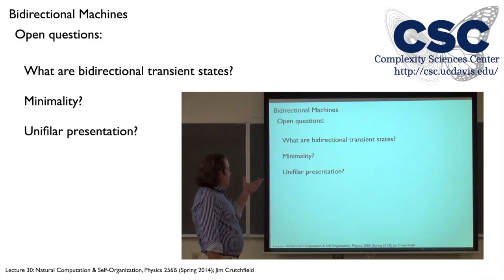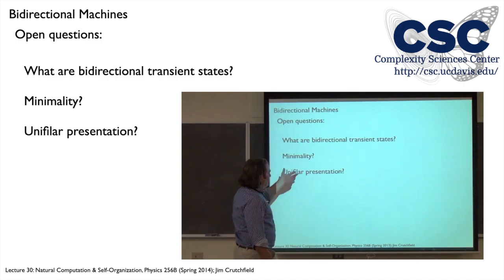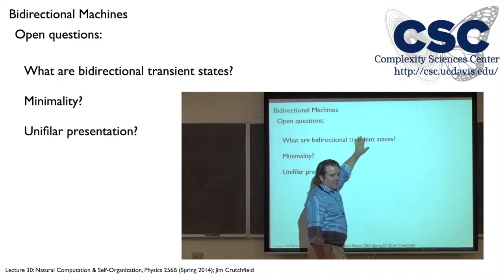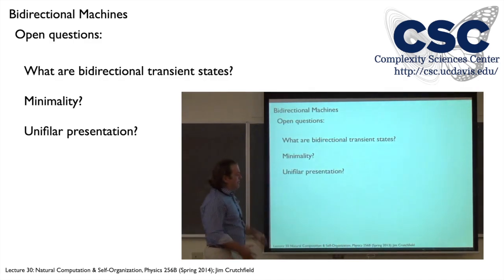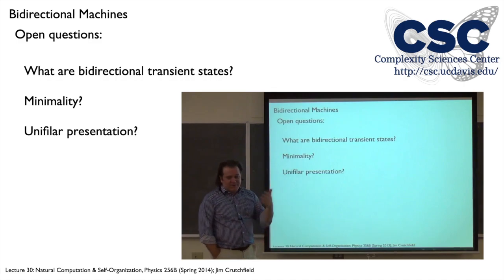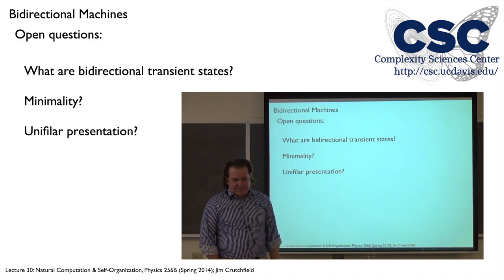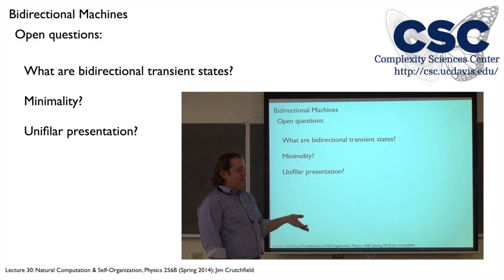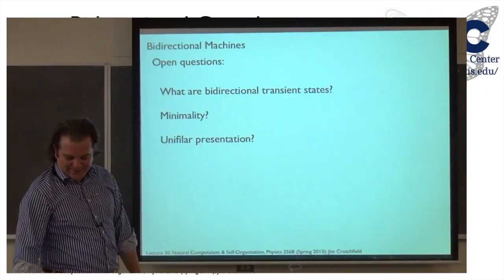I showed you just the recurrent bidirectional states. I didn't talk about transients, so that's a bit of an issue here. What does that mean? How do things relax into this asymptotic bidirectional picture? It would be nice to have a minimal presentation of the forward-reverse process, and also one that was unifilar. So we've got more work to do. But at least we have a presentation of the forward-reverse process.